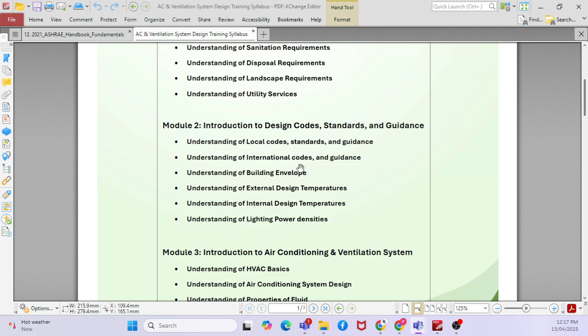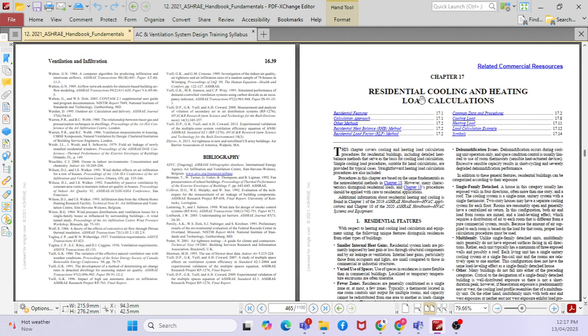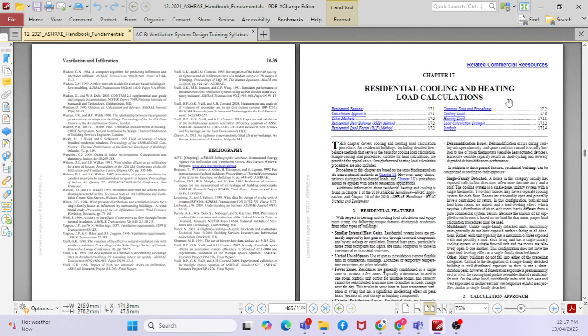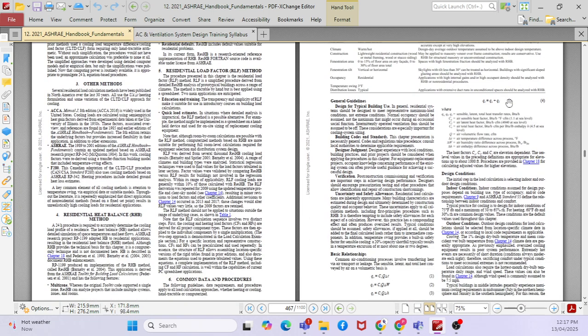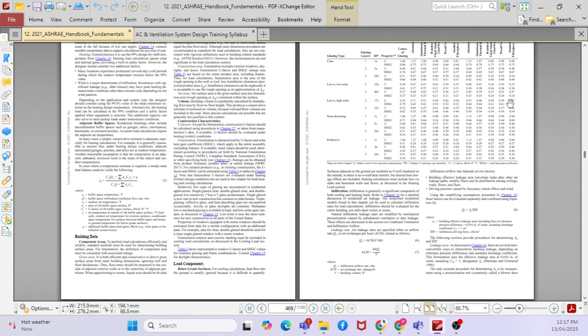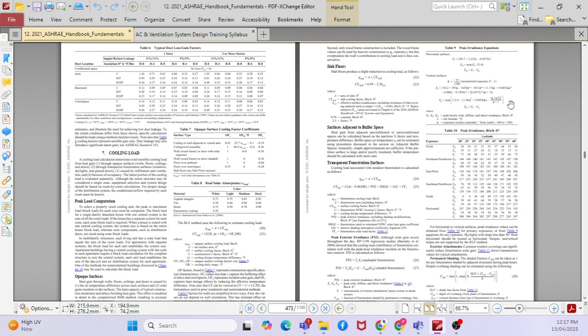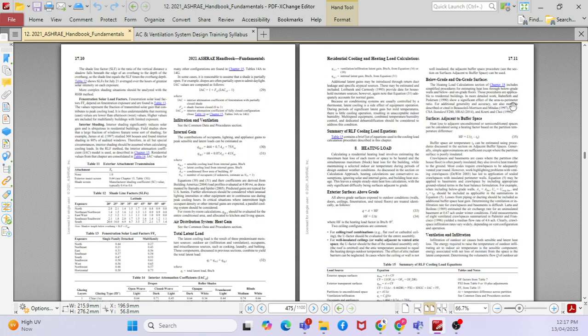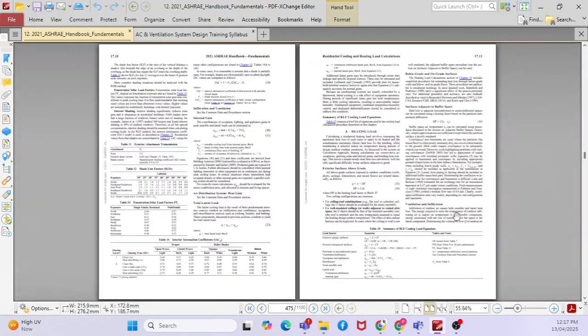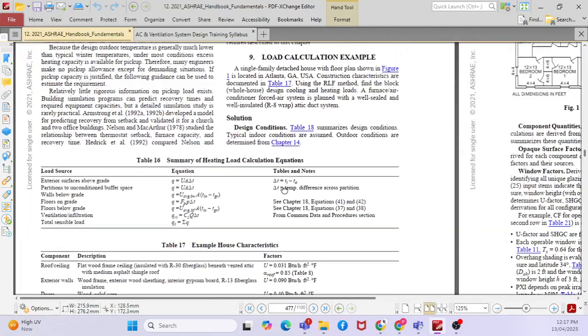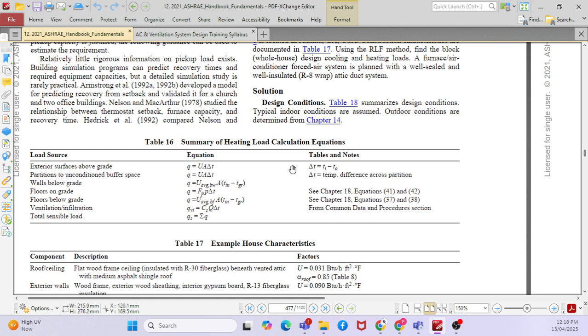Then we have international guidelines, which is called ASHRAE. Whenever we work on a building, we go with the ASHRAE Fundamentals. For example, if I open the Fundamentals, this is the ASHRAE Handbook, and this is the residential cooling load and heating load calculations. If you go here, there are different equations you will normally find for the cooling load calculations. For example, in the summary of heat load calculations, you will find a lot of equations.